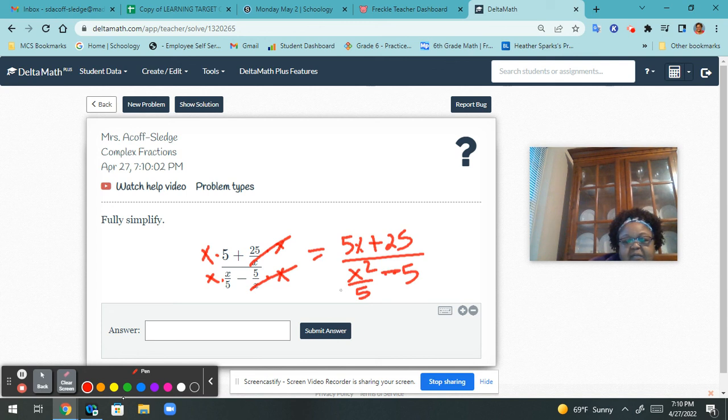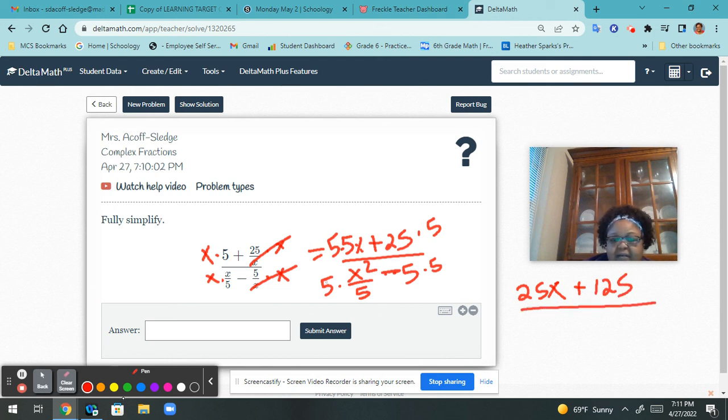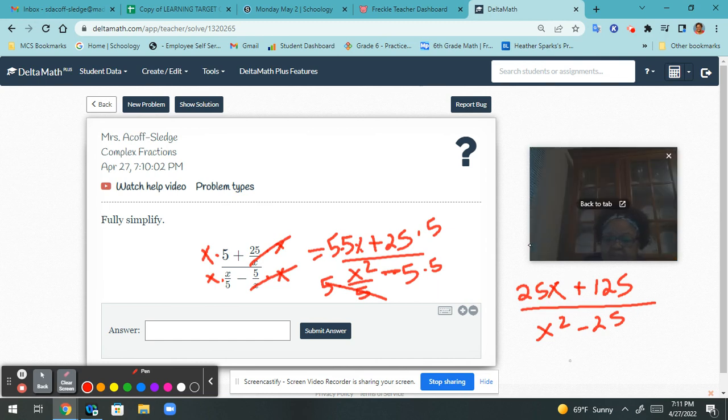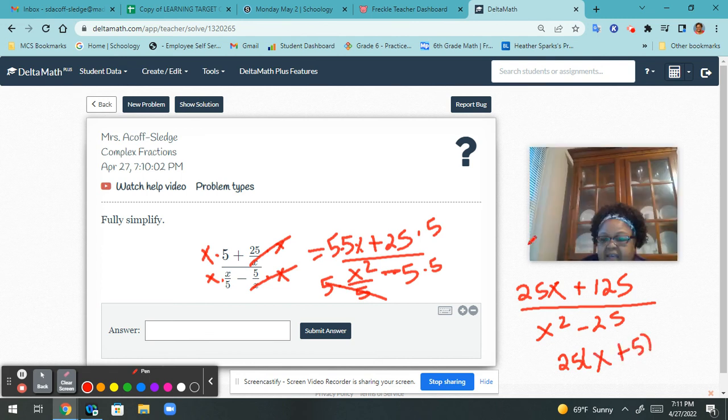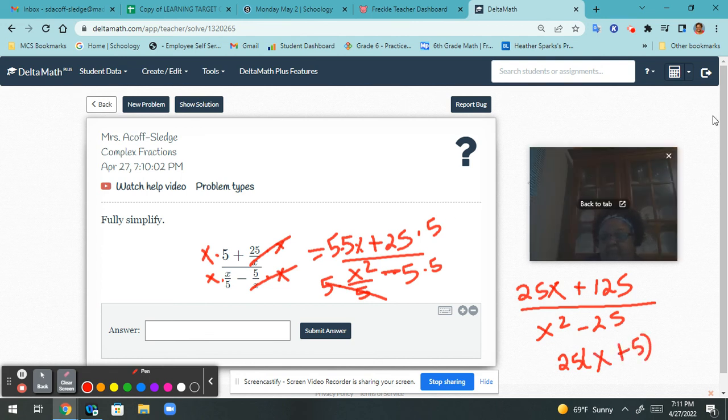Now, I'm going to multiply everything by 5 to get rid of that 5. Okay, so this gives me 25x, 5 times 5, plus 25 times 5, which I think is 125. I'm going to factor that back out. That cancels out. And I have x squared minus 25. So I'm going to factor out a 25 here. And that'll leave me with x plus 5, because we know 25 times 5 gave us that.